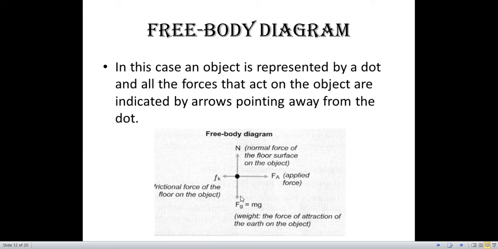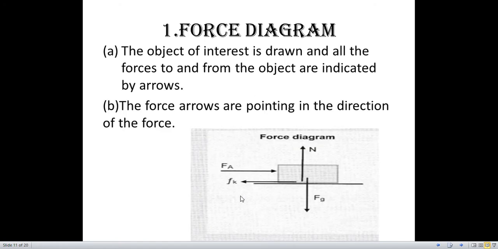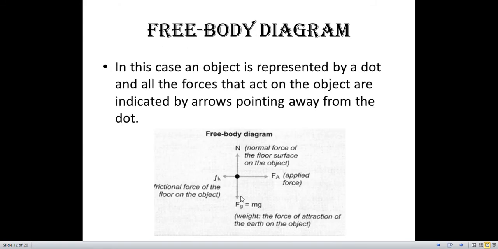The difference between the two is that the free body diagram is represented by a dot with the arrows pointing away from the dot, but in the case of the force diagram, the arrows actually point in the same direction as the force. I hope you do understand up to this far.